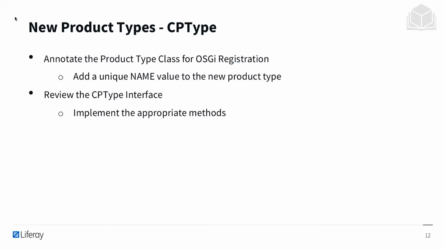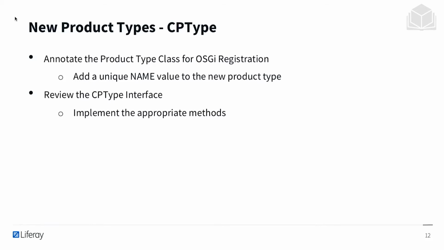So in order to create a new product type, we need to have a look at CPType, which is commerce product type. We need to annotate the product type class for OSGI registration, and we need to add a unique name value to the product type. And then we need to review the CPType interface and make sure we've implemented all appropriate methods.